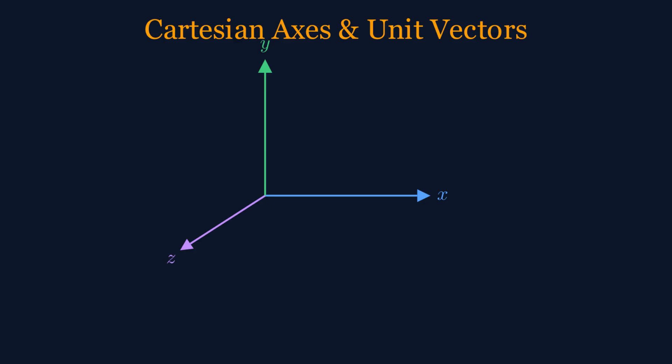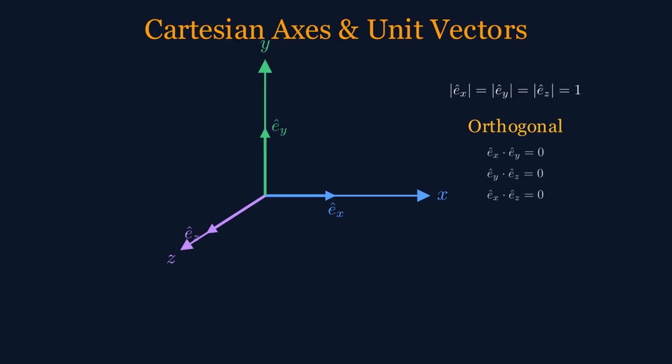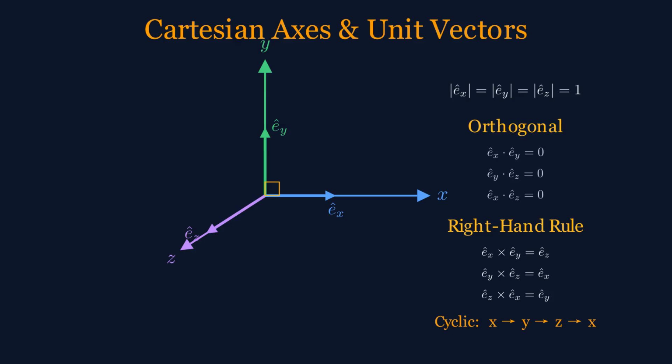At any point in space, we define three unit vectors: ex pointing in the x direction, ey in the y direction, and ez in the z direction. Each has a magnitude of exactly 1. These unit vectors are orthogonal, meaning the dot product of any two different ones is 0. And they obey the right-hand rule. ex cross ey gives ez, ey cross ez gives ex, and ez cross ex gives ey. This cyclic relationship is fundamental.